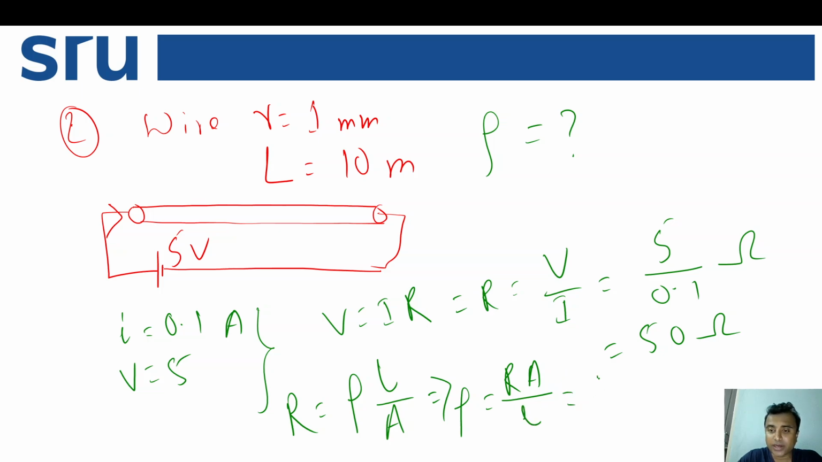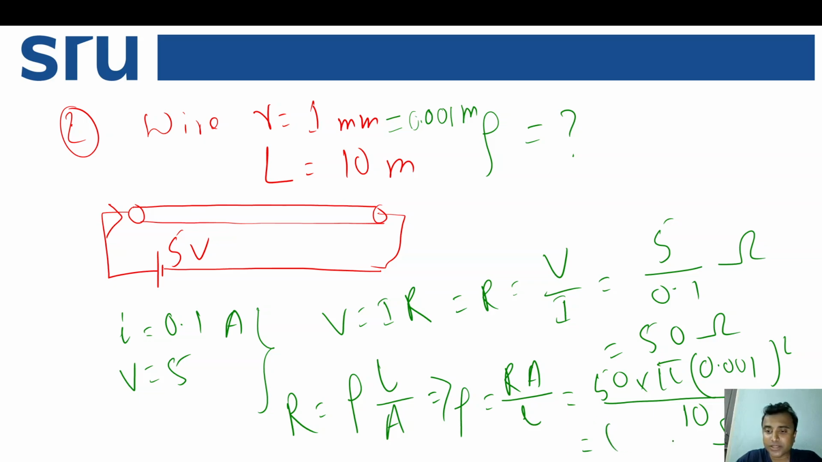Now we know that R is 50. Now we have to convert this 1 millimeter, which is nothing but 0.001 meter, correct? So it has a radius of 0.001 meter. The area will be pi r square, with r equal to 0.001 meter squared, and the whole divided by the length of the wire, which is 10. Now if you calculate, some ohm meter will come into the picture, and that might be your homework.